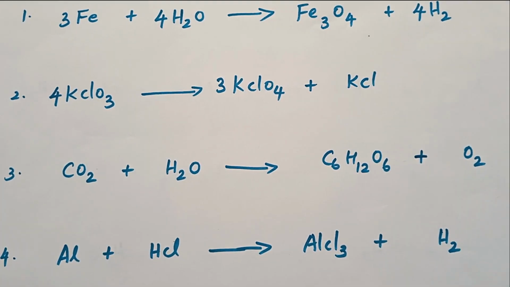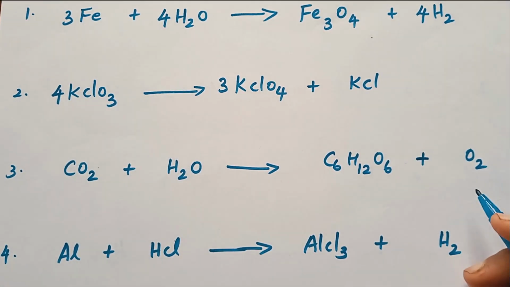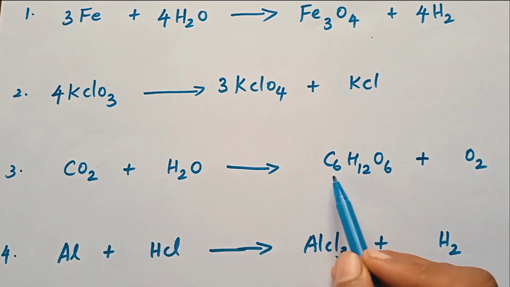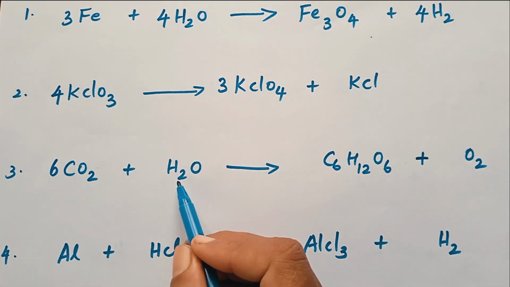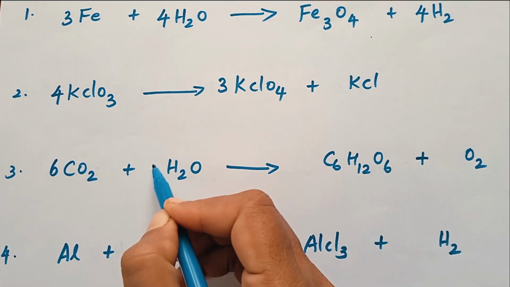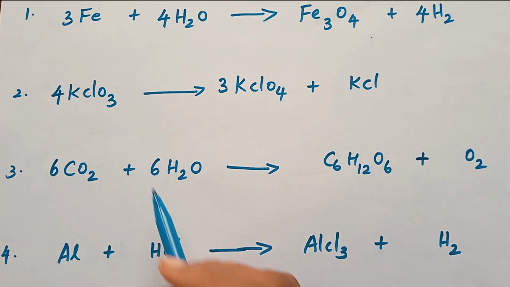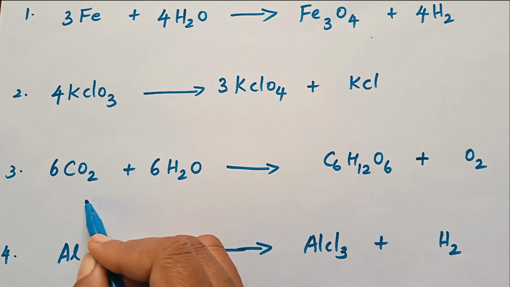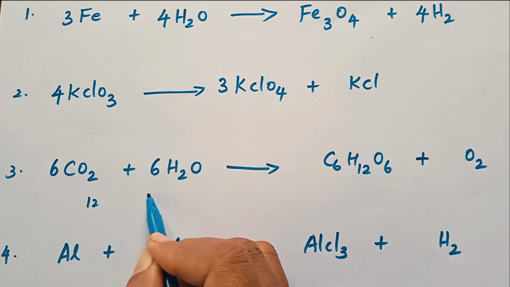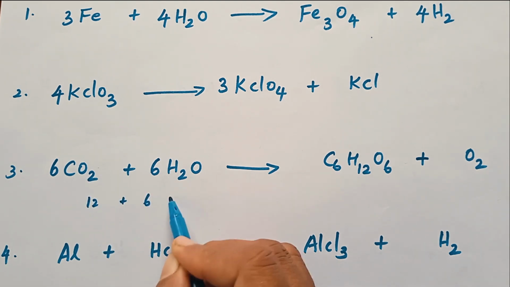CO2 plus H2O gives C6H12O6 plus O2. In this case, first we go for carbon. It is 6 here, so we can write 6 here. For hydrogen it is 2 here, here it is 12, so we can write 6 here. So hydrogen is also balanced. Now we go for oxygen. 6 into 2, 12. Here we have 12 and here 6. 12 plus 6 oxygen is here.